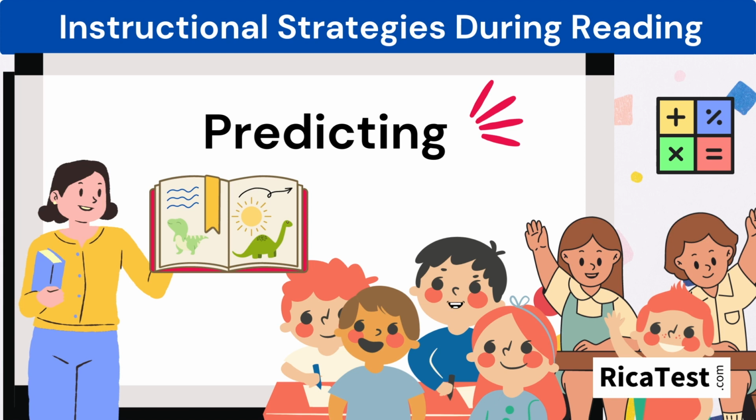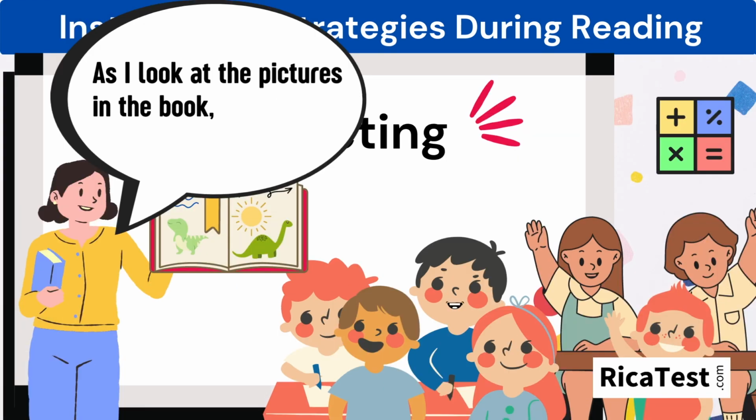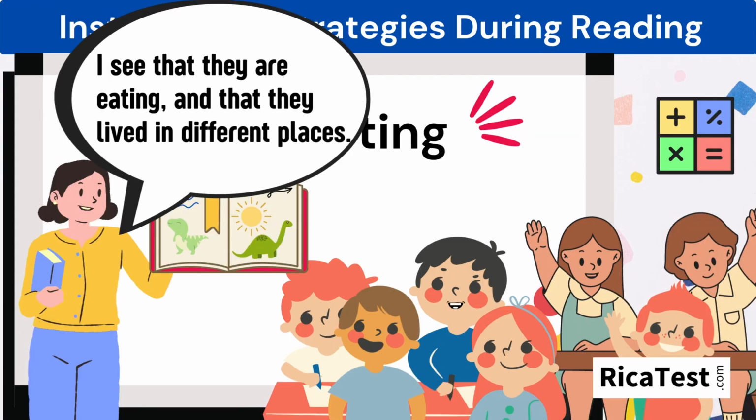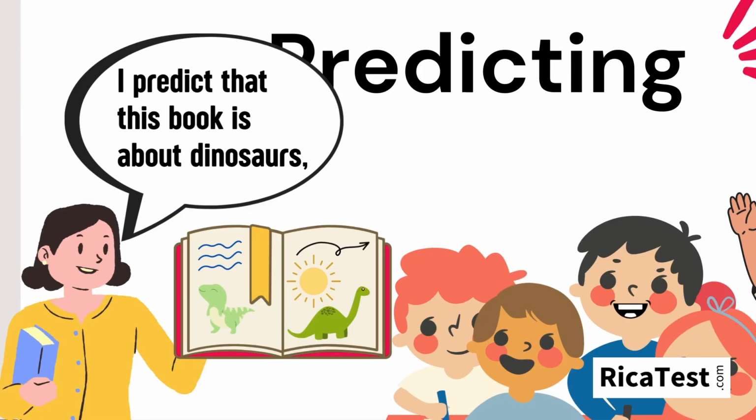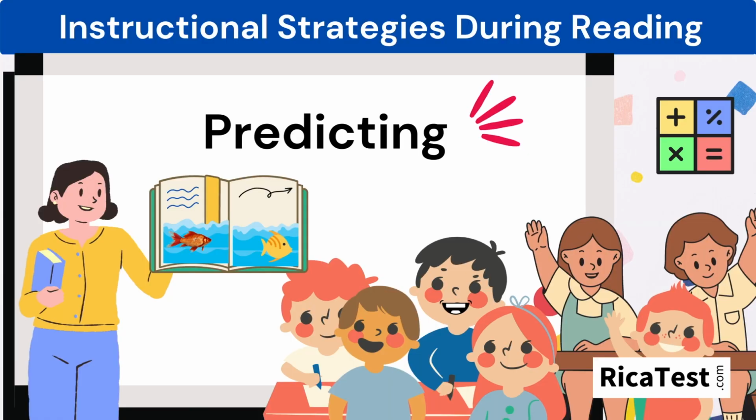Then the teacher models a think aloud. And this is a key word that you're going to want to use on your essays and case study of the RICA test: think aloud. For example, here the teacher can say, "I see that the front and back cover both have dinosaurs on them. As I look at the pictures in the book, I see that they are eating and that they lived in different places. I predict that this book is about dinosaurs, and we'll learn where they lived, what they ate, and other facts too."